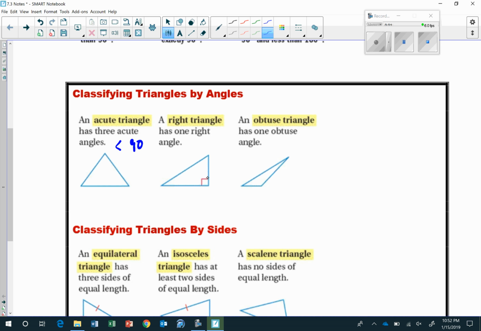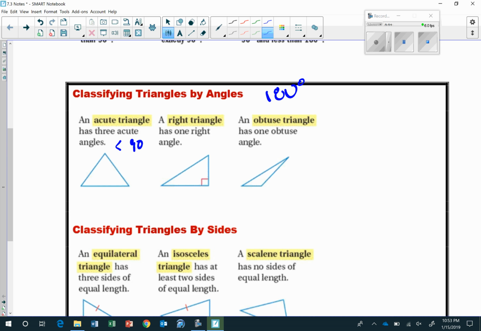So if you look, we've got this box right here. A right triangle has one right angle. If you think about it, a right angle is exactly 90 degrees. So we couldn't have more than one right angle because all three angles of a triangle add up to 180 degrees. So if we had a 90 and then another 90, we wouldn't have any degrees left for the third one. And then an obtuse triangle has one obtuse angle.